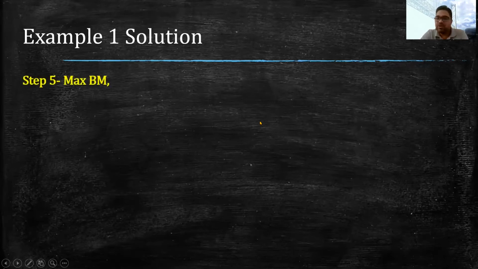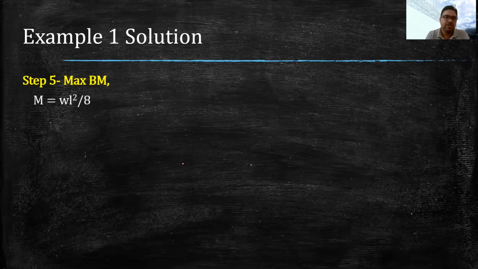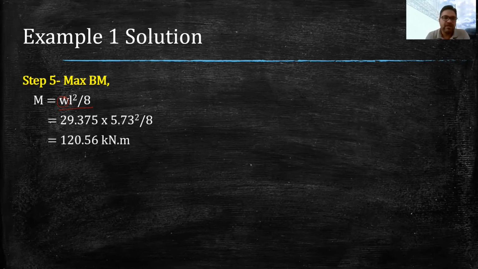So maximum bending moment will occur at the midspan, as our beam is simply supported and carrying the UDL over the whole span. So the maximum bending moment in that case will be WL square by 8. W we have just calculated and L square we have calculated in step 3. L is basically the effective span. So putting all the values, we find the maximum bending moment as 120.56 kilonewton meter.